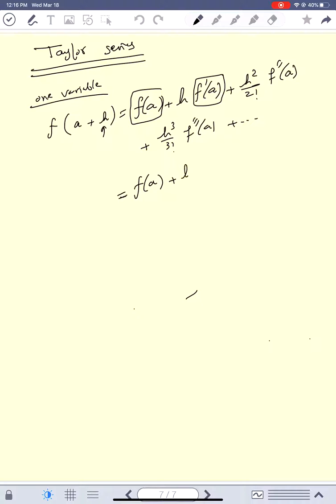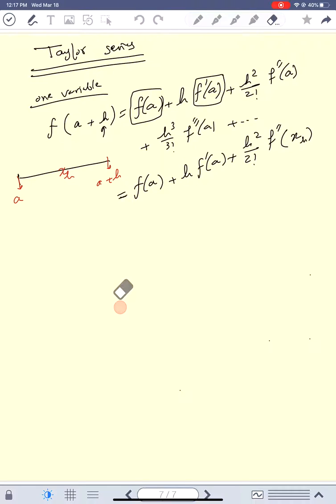So you can say f of a plus h f prime of a plus h squared over 2 factorial, which is 2, f double prime. Now, if you want to stop at the second term, you can do it. And in this case, you don't say f prime of a, but you say this is f double prime of some quantity that depends on h. A certain quantity, we don't know it. And the way we understand this, if this is a and this is a plus h, this x sub h is some quantity between a and a plus h. This is the remainder we know from the Taylor series.